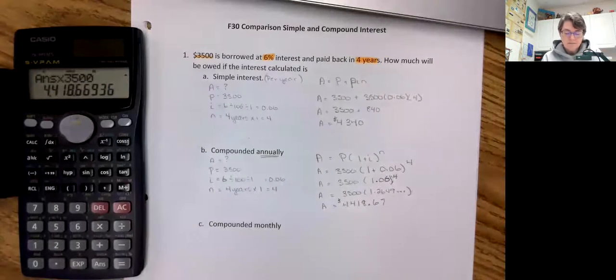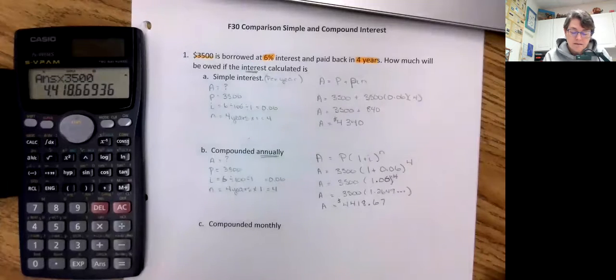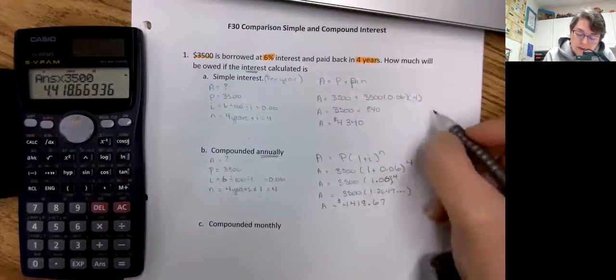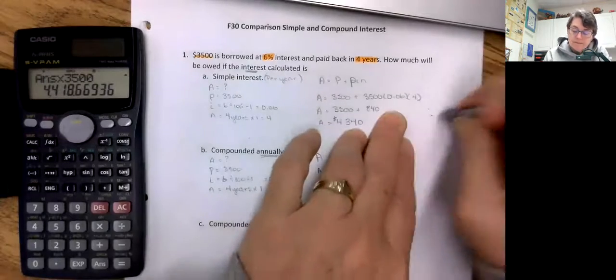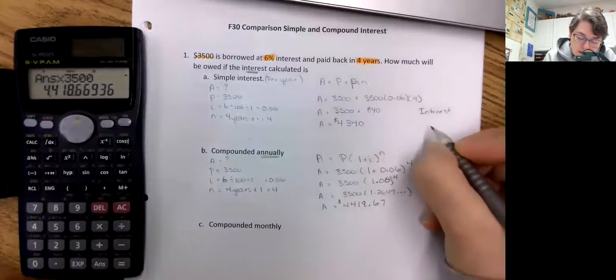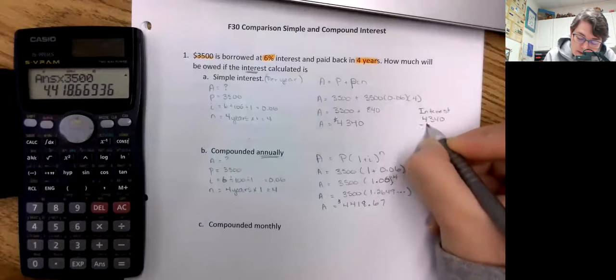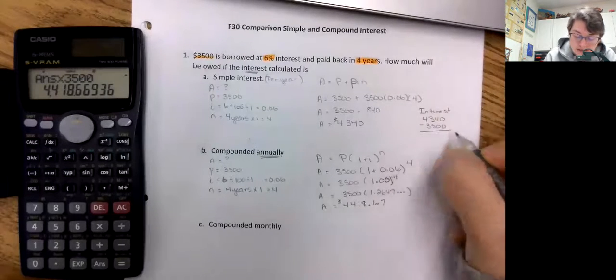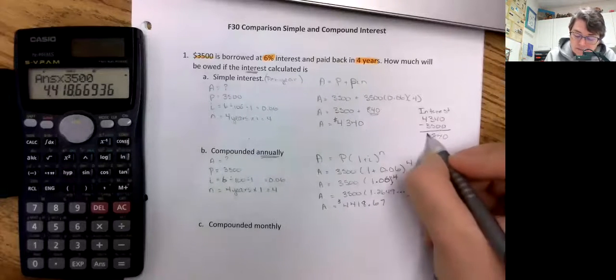So, because I'm curious. Oh, wait a minute. I did forget. It says how much interest do we get? Right, this is our interest rate. So on this one, do it right. I'll put interest. We had 4,340 minus 3,500, 840. I cheated. I know the interest on these questions is right there.